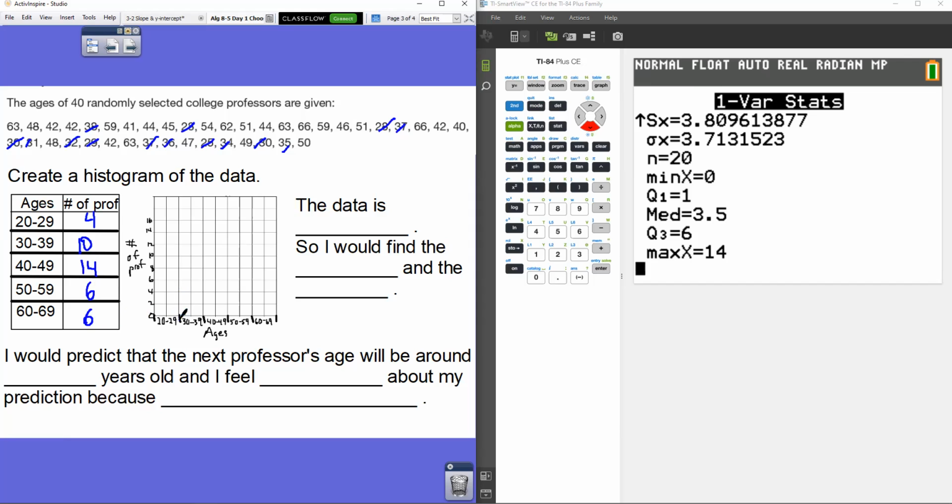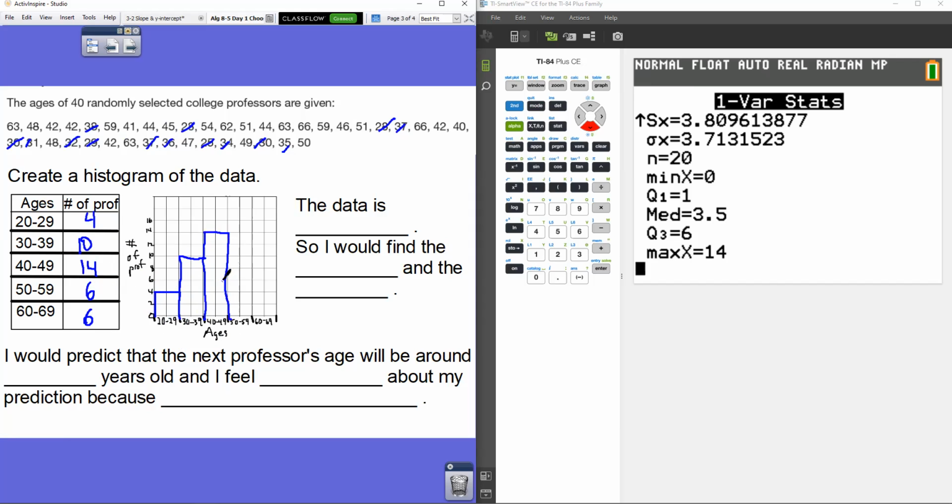Remember, the way that you make a histogram is to make your bars going up to whatever these numbers are. The bars have to touch. So in between 20 and 29, I have 4. In between 30 and 39, I have 10. Notice that the side of my histogram is counting by 2s. 40 to 49, I have 14. So I need to go up to 14.